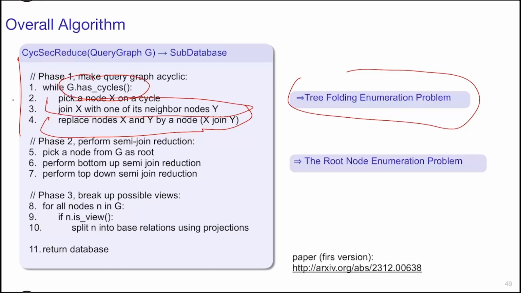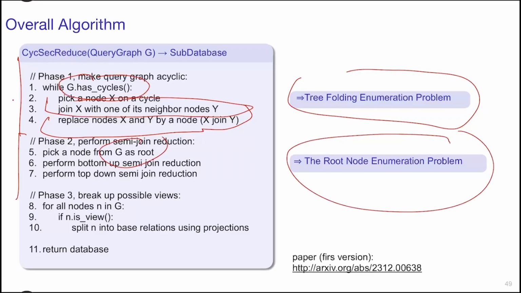Once it's acyclic, you can run the Yannakakis/Bernstein algorithm, pick a node from G as root. Again, that leads to the root node enumeration problem. Depending on which node you pick as the root, you may have different costs that may take different time. So it's a separate problem. Then you perform Yannakakis, which means bottom-up semi-join reduction, top-down semi-join reduction, and then you're good to go.